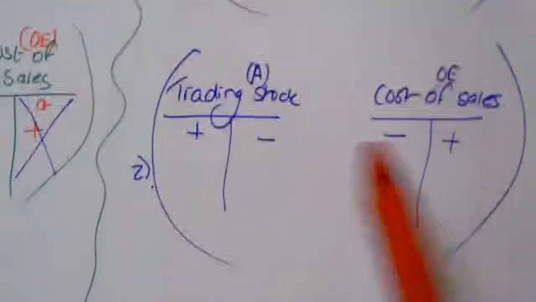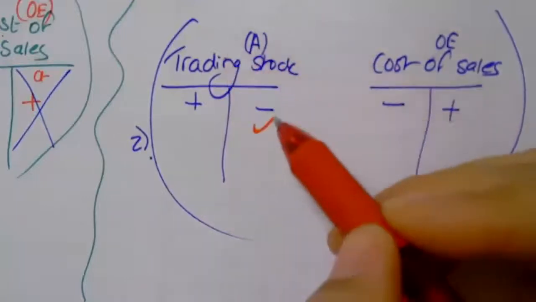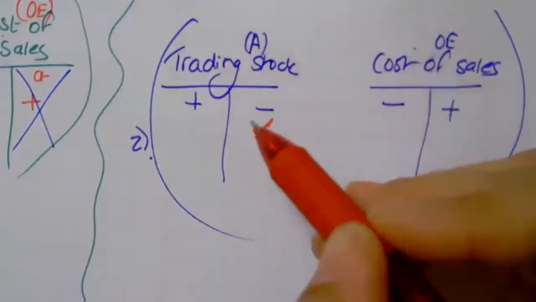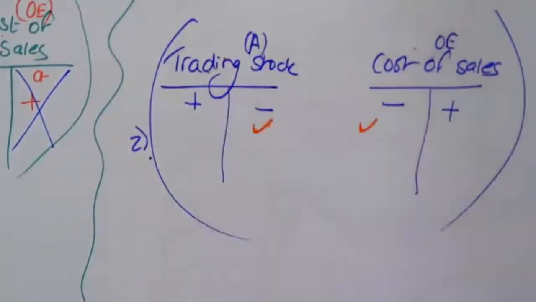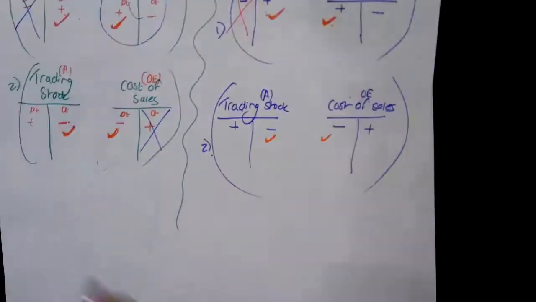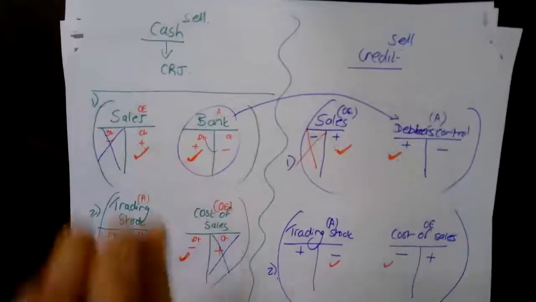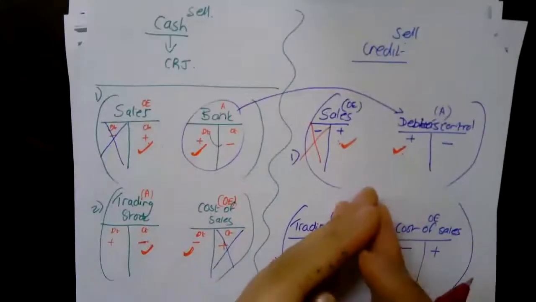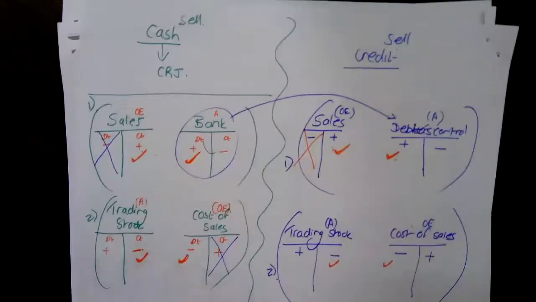We are still selling trading stock, so trading stock decreases. If trading stock is credited with cost of sales, then cost of sales is debited with trading stock. So this is basically the difference between cash sales and a credit sale, which is new work. So please make sure that you understand these concepts.